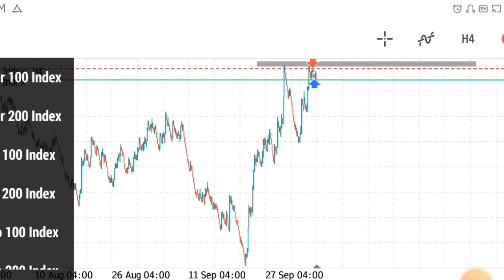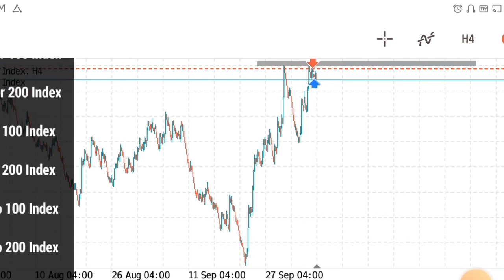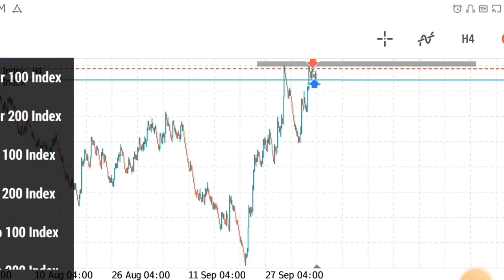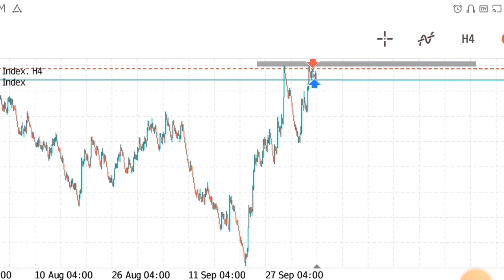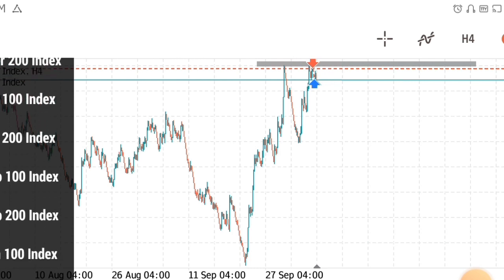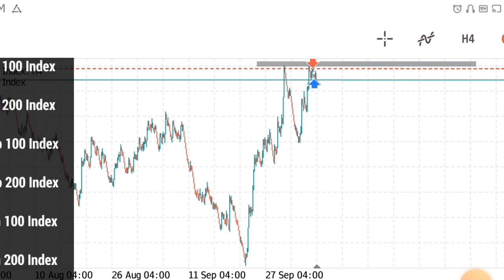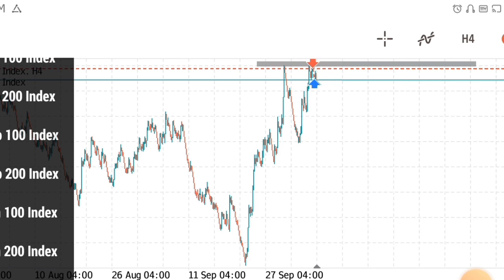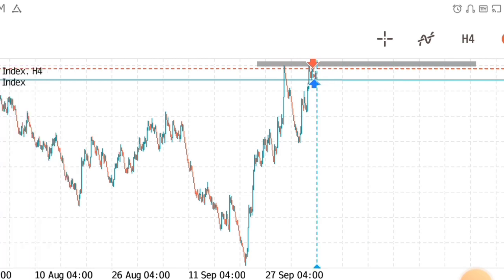So these are the indices you can actually trade on this market. We have Power 100 index, Power 200 index, Swift 100 and Swift 200, Dump 100 and 200, Moon 100 and 200 index. So their market movement is very good, as you can see.